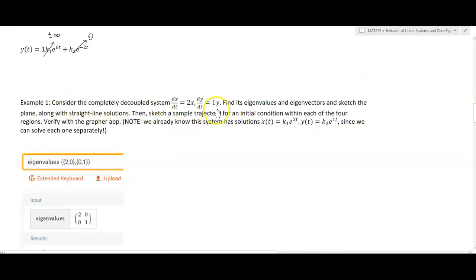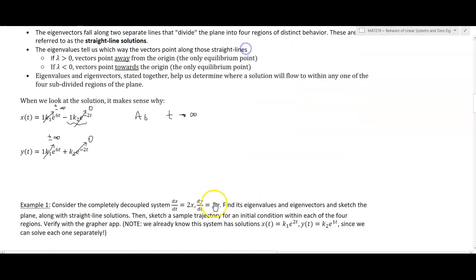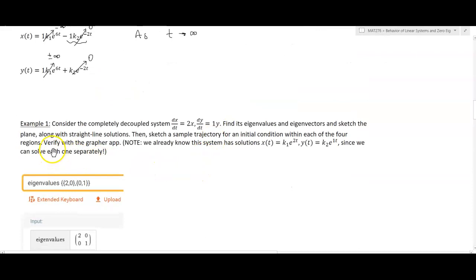Consider the completely decoupled system dx/dt equals 2x and dy/dt equals 1y. Find its eigenvalues and eigenvectors and sketch the plane along with straight line solutions. Then sketch its sample trajectory for an initial condition within each of the four regions, i.e. let's do something like this just by using the eigenvalues and eigenvectors. Verify with the Grapher app.